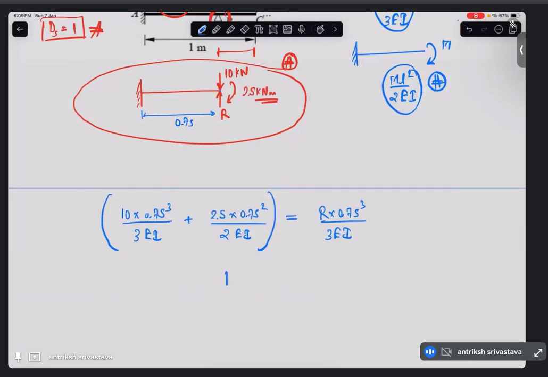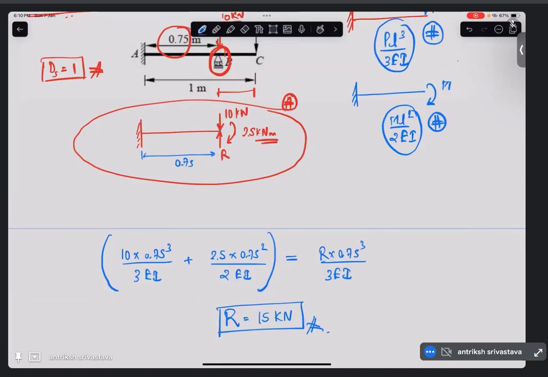Now when you solve this, and I hope you too, when you are watching this video, you are going to get the value of this reaction as a nice whole number of 15 kilonewton. Okay, so this is going to be the value of this reaction force, that is R.